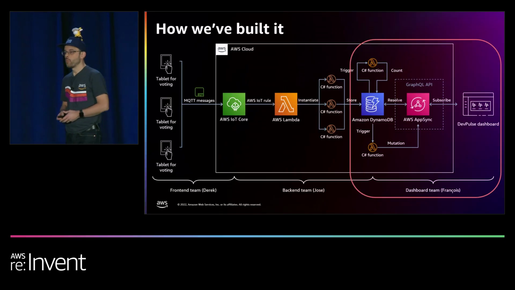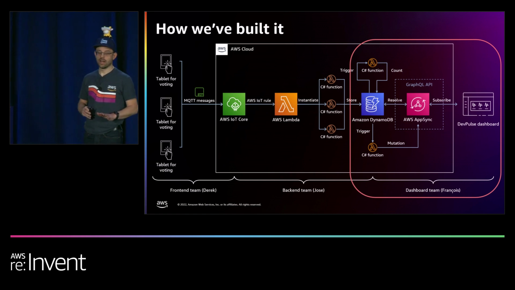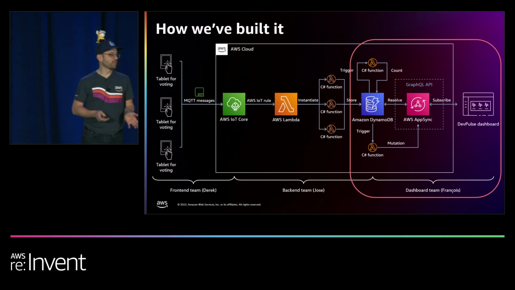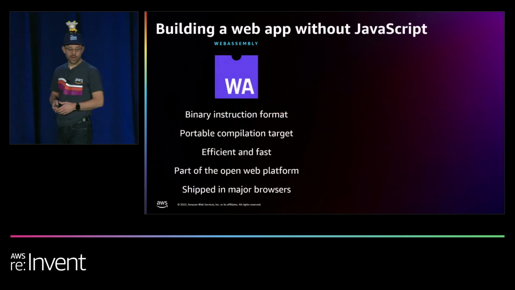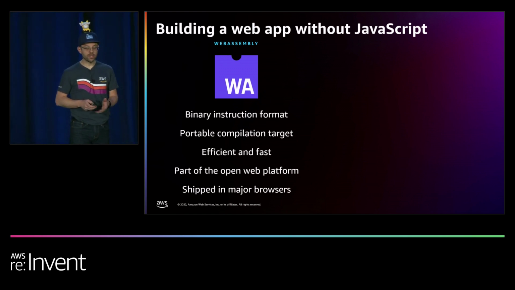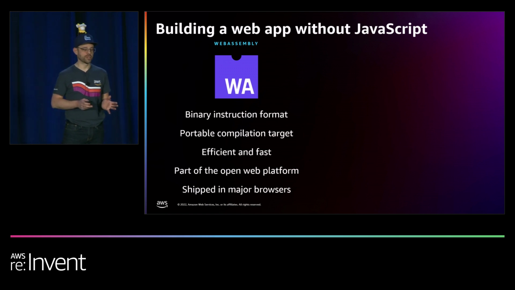So let's talk about the live dashboard. The DevPulse dashboard is a single-page web application. But to be honest, my JavaScript skills are terrible. So how did I build a web application without JavaScript? Well, with WebAssembly. WebAssembly is a binary instruction format for a stack-based virtual machine. It is designed as a portable compilation target for programming languages, any programming languages.